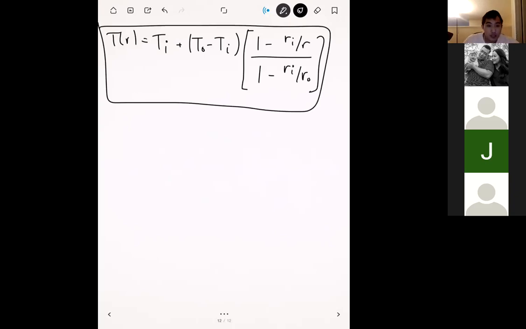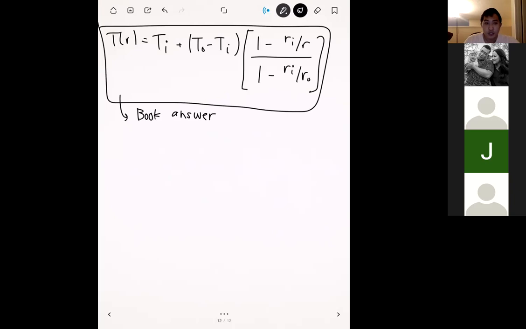Okay. All right. So both of these are valid here, but that's just kind of what the book shows. Okay. So this right here is the book answer. Okay. All right. So that's our temperature distribution.